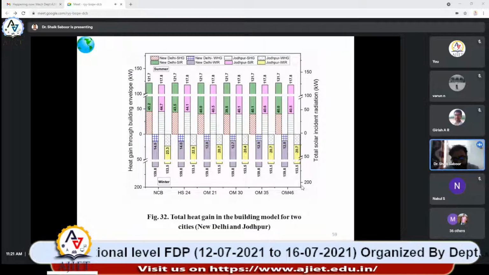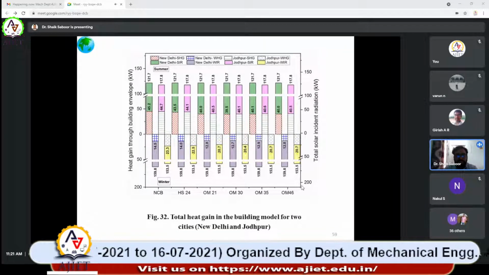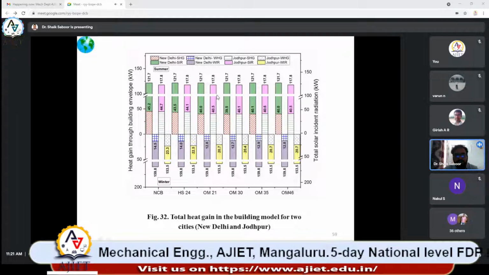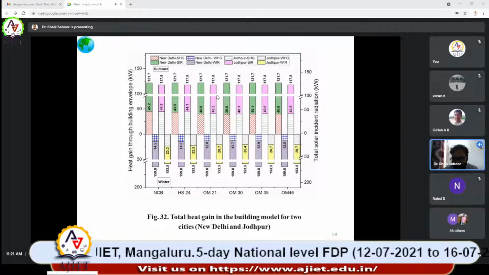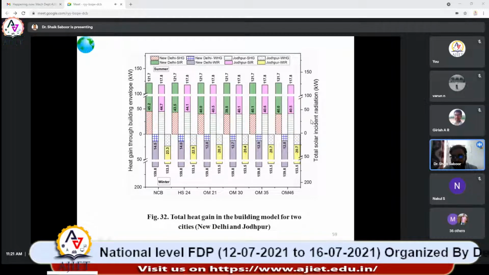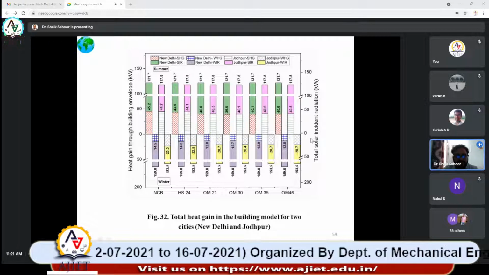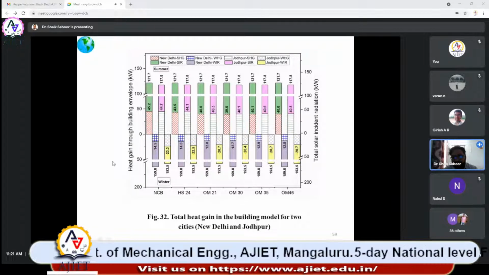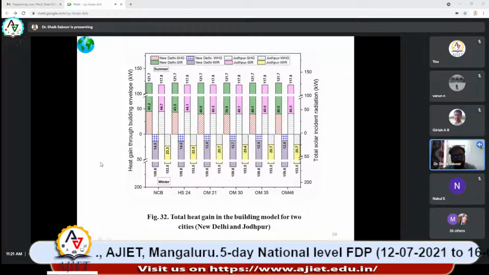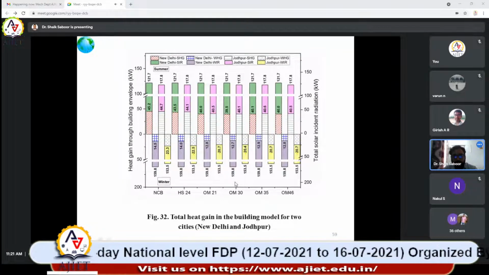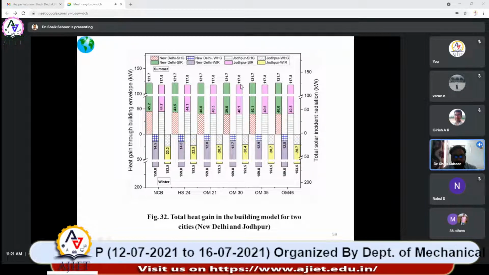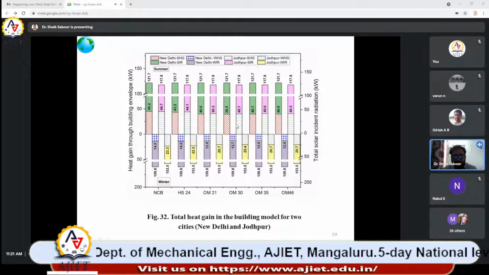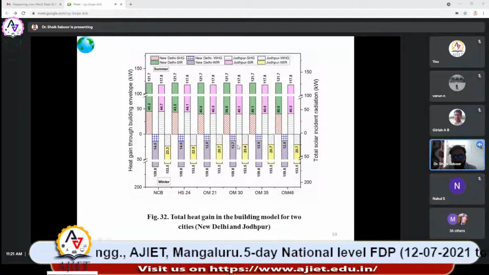Okay, so here again we calculated the total heat gain through the building envelope and all, okay, for Jodhpur, and also we have done it for the New Delhi climatic condition. On the y-axis you can see incident radiation, and on the left side you can see passing radiation, okay. So accordingly you can see here the OM30 is getting lower heat gain, the lowest heat gain. So that is also very, very important. So we have arranged the order again, the best to worst, okay.